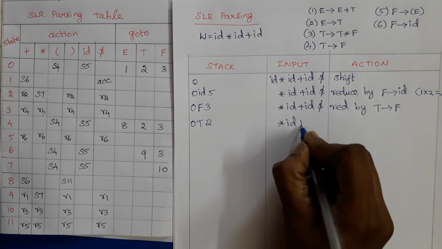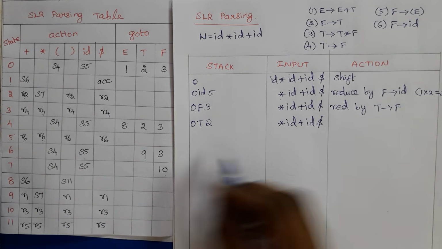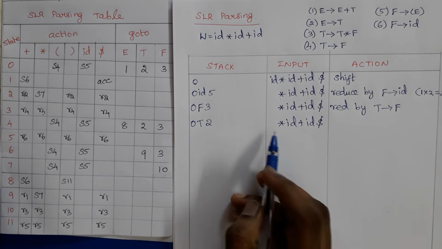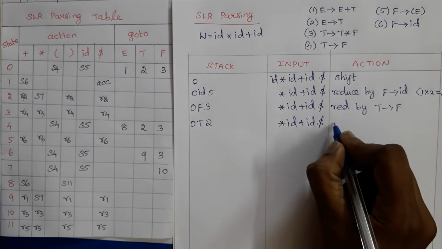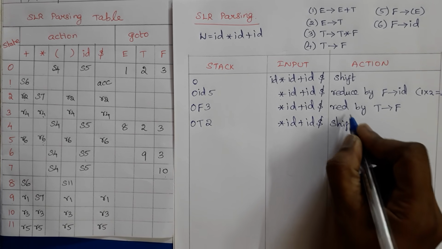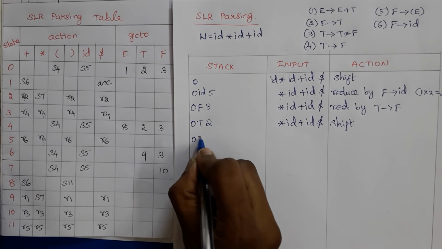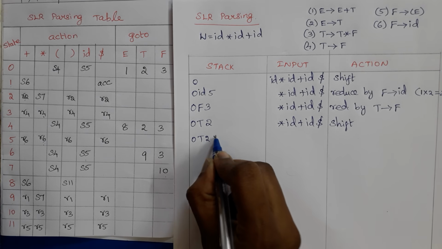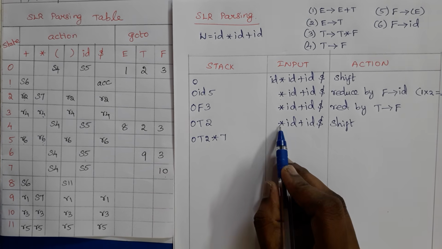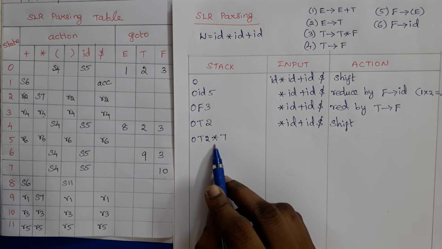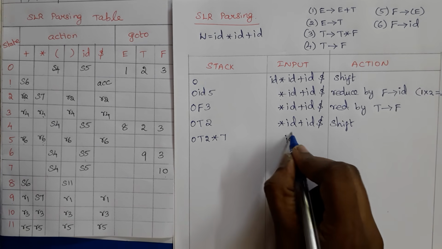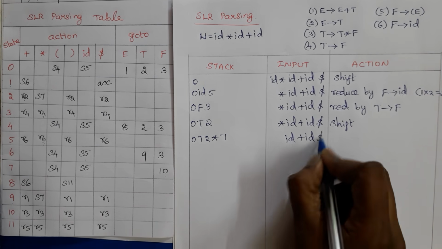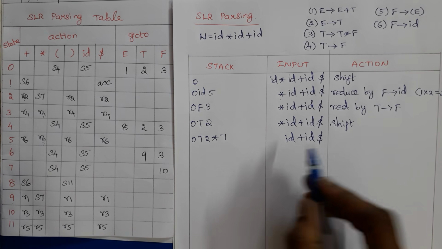Then no change in input buffer. Then refer action table for 2 and star. 2 and star is shift 7. So shift 7. 7 means we need to push star and then 7. One symbol from the input buffer is shifted onto the stack along with 7. Now advance the input pointer to the next input symbol. That means remove the star from the input buffer.